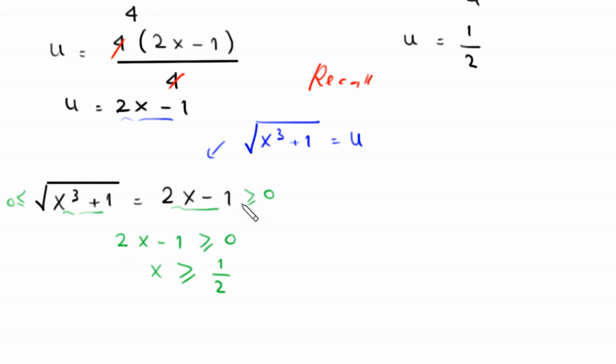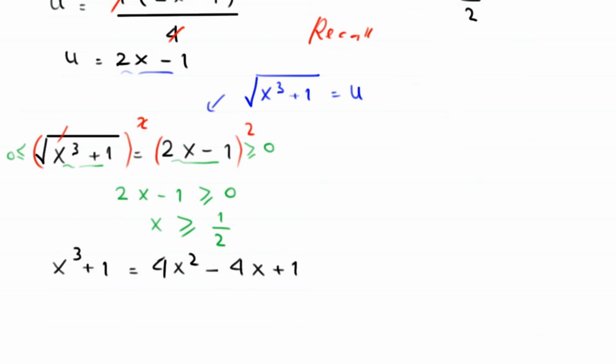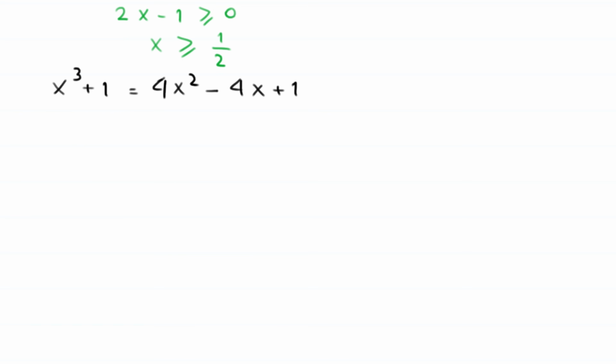And if we take square of both sides, then this square will be cancelled out with the square root, and this will become x cubed plus 1 equal to, expand this 2x minus 1 whole squared, this will become 4x squared minus 4 times x plus 1. If we subtract 1 from both sides, this 1 will be cancelled out, and move these two terms to the left hand side. This will become x cubed minus 4x squared plus 4 times x equal to 0.